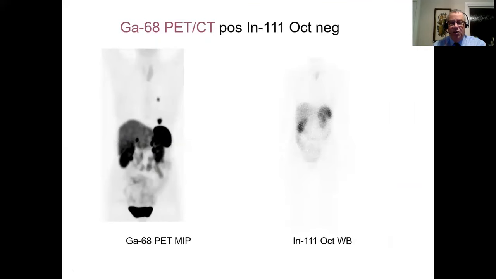And this is another one, just a MIP image of the whole body. You can see again there are 2 lesions in the chest and one in the liver, which you can clearly see on the gallium-68 DOTATATE PET, and they're just not there on the indium octreotide.